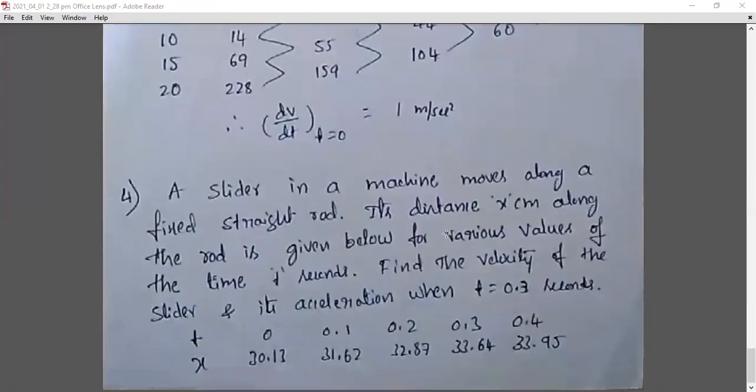And I have one more application oriented sum. This I'll leave it for you to work out. A slider in a machine moves along a fixed straight rod. Its distance x centimeter along the rod is given below for various values of the time t seconds. Find the velocity of the slider and its acceleration when t equal to 0.3 seconds. So here displacement is given. You'll have to find out dx by dt first, and then d square x by dt square at time t equal to 0.3 seconds.